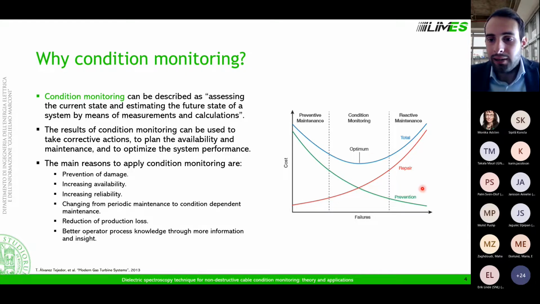Then on the far right, we have the reactive maintenance, and it happens when the number of failures is very high inside the system. So we need to take repair actions, which can be very, very costly. In the middle between these two parts, there's the condition monitoring, where we balance both the repair actions and the prevention actions, and we can have the minimum of cost since we are, again, doing repair and prevention actions depending on the current state of the system.